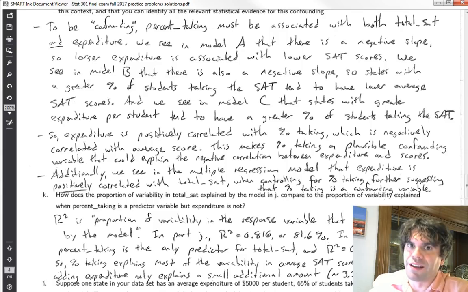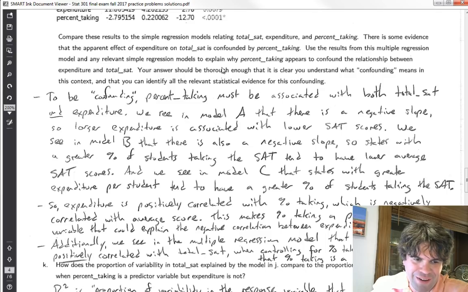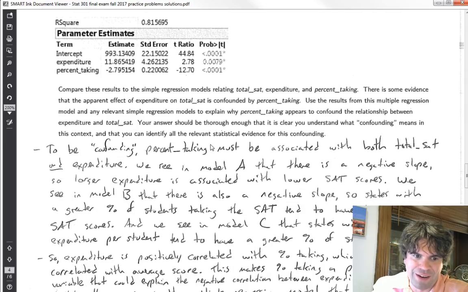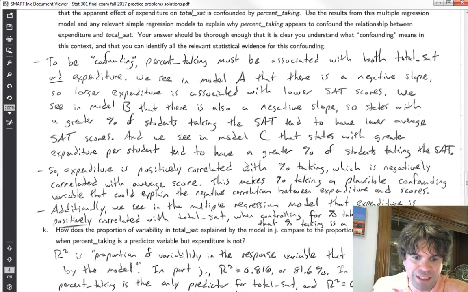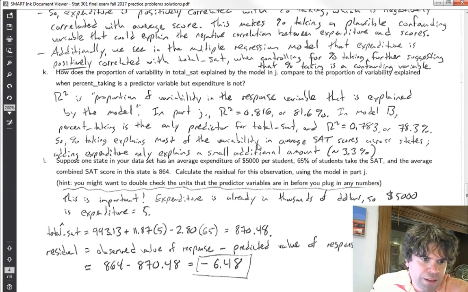Okay, that was long. Obviously, if this were on your exam, I wouldn't expect you to write out all the stuff that I just said in that much detail, but a fully correct answer, a full credit answer, is going to need to, first of all, demonstrate that you understand what confounding is, and then demonstrate that you have some idea of how percent taking could be a confounding variable. Okay.